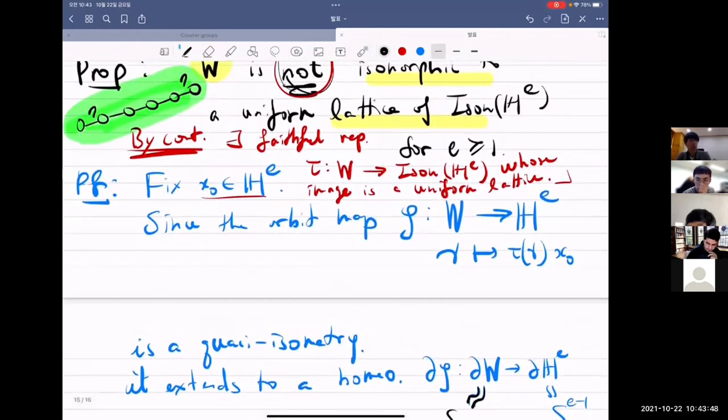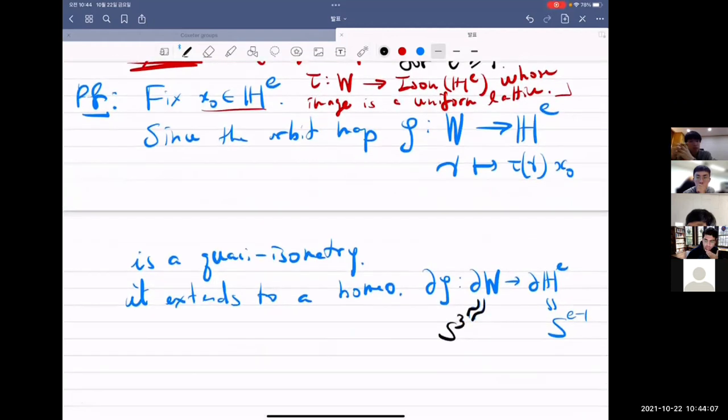So here, to compute the boundary, we should look at the nerve. But what was the nerve? The nerve was the join of S1. The nerve is S3, yeah. Exactly, so you are right. It should also be S3. Okay, so D is equal to 4.